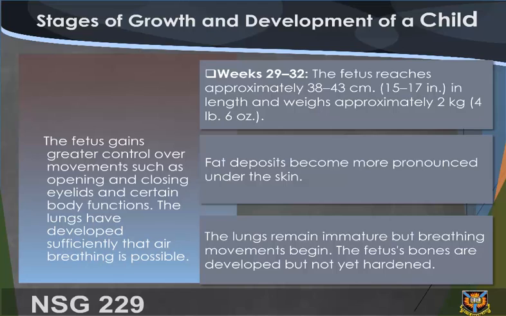Weeks 29 to 32. The fetus reaches approximately 38 to 43 centimeters, 15 to 17 inches in length, and weighs approximately 2 kg, 4 lb 0.6 oz. Fat deposits become more pronounced under the skin. The lungs remain immature, but breathing movements begin. The fetus's bones are developed, but not yet hardened.